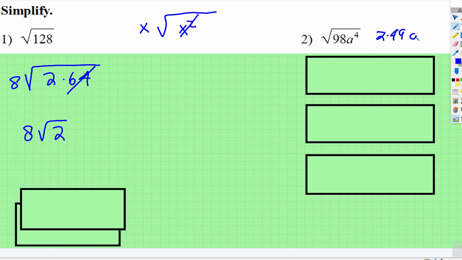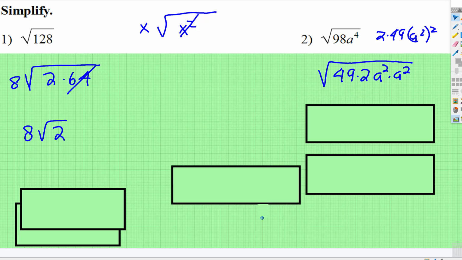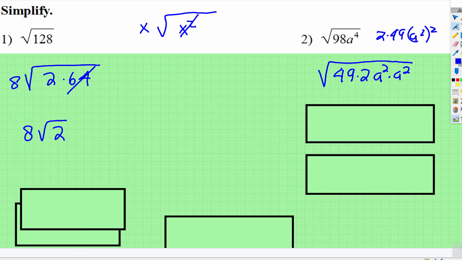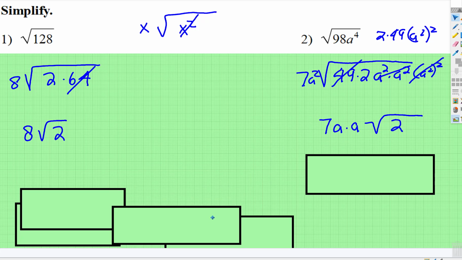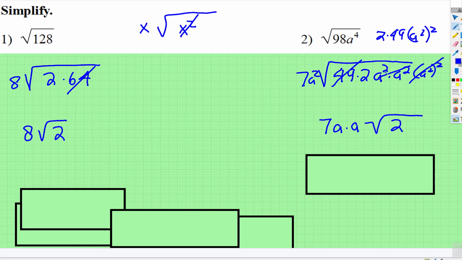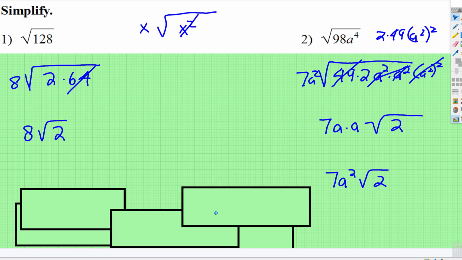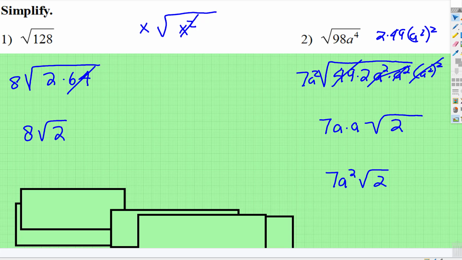A to the fourth is the same thing as a squared squared, or a squared times a squared would be another way to write that, although I kind of like this better. So now the square root of 49 is 7, and let me rewrite that as a squared squared. Then an a squared gets pulled out because the square root of something squared. So let's see. In this case, I pulled out an a, and a 7, and then a times a is a squared. All right, that's it for this one.